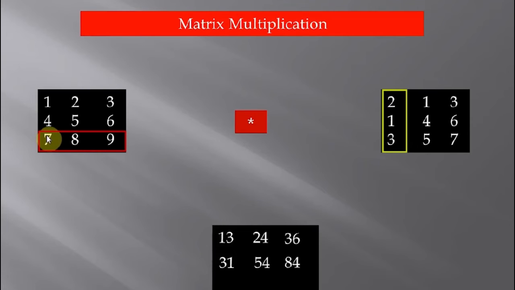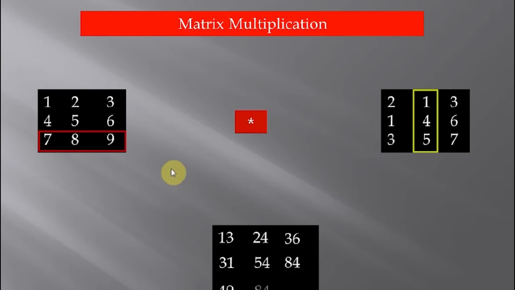So again, 7 into 2 plus 8 into 1 plus 9 into 3, so that will give you 49. We will change the column and the same row will be there. With the same process, we will get 84, then we will get 132. So this is how the matrix multiplication takes place.